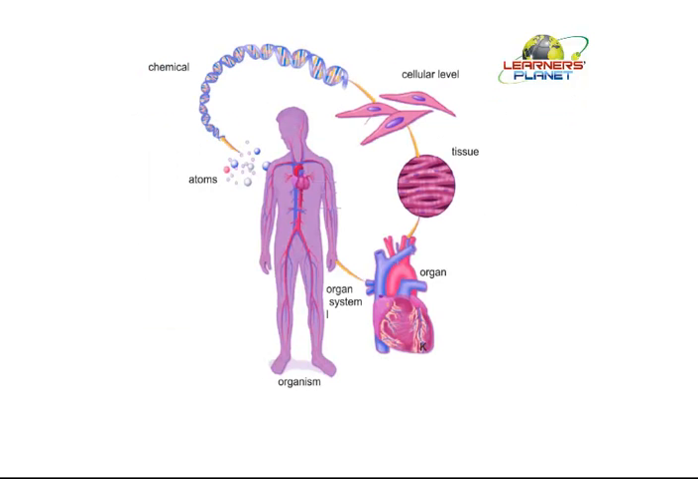Let us see the type of body organization, or the level of organization, with the help of this diagram. The smallest single unit is the atom. The atoms form the chemical unit which we call molecules. It is not written here, but that would be known as chemical. Atoms and molecules: this is the chemical organization. Now these chemicals, that means molecules, together form the cell.